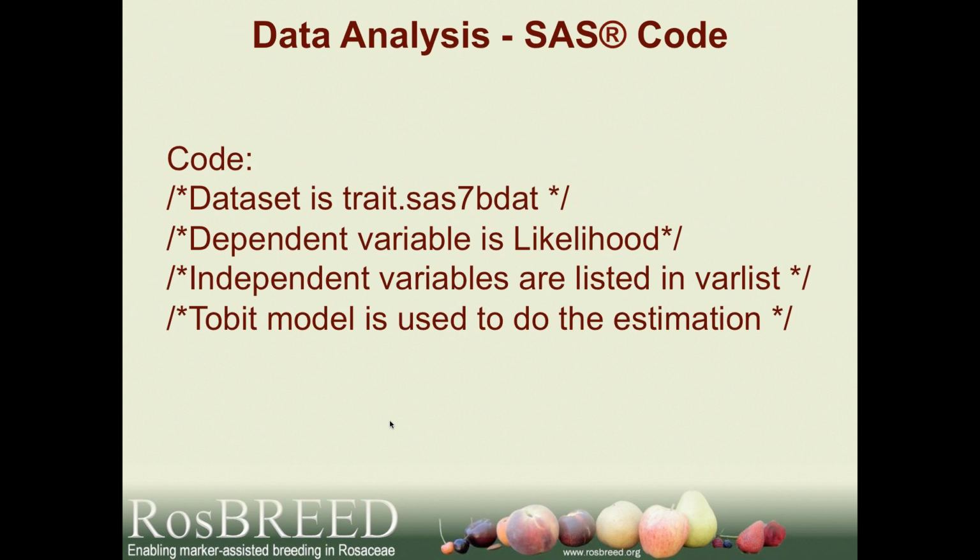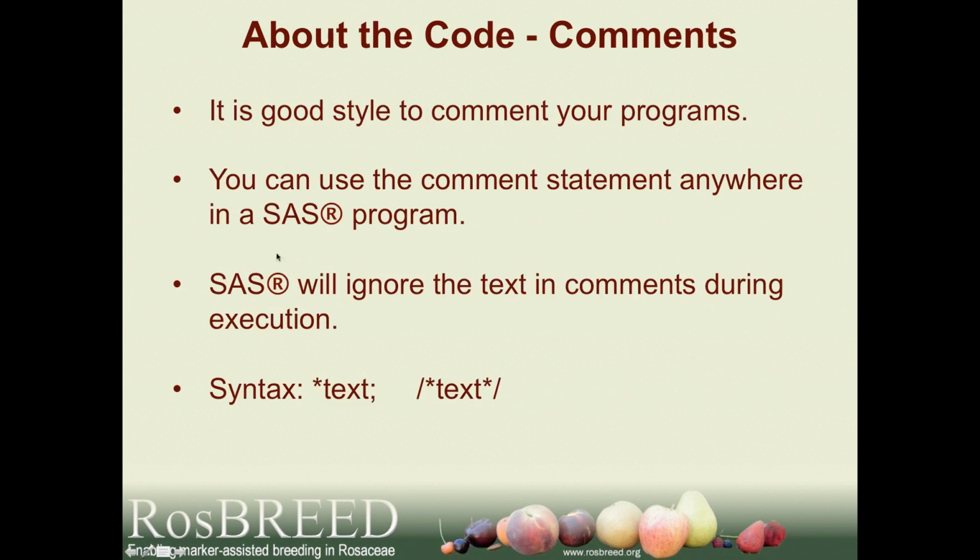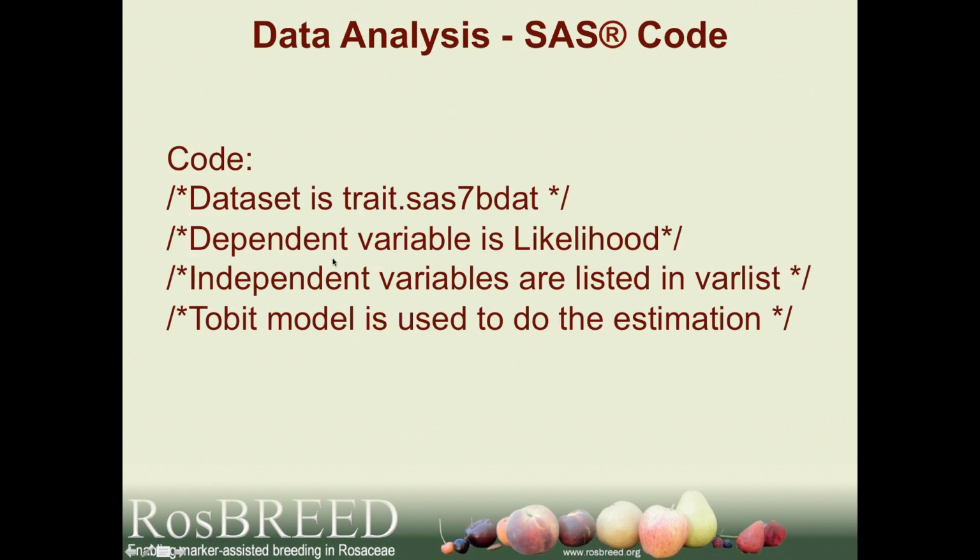Now let's go over the code we provided. The first part of the code are the comments. The comments provide documentation information. Here in my comments, I mentioned which dataset we use, what the dependent variables are, what the independent variables are, and the Tobit model we use. That's just to provide some information.